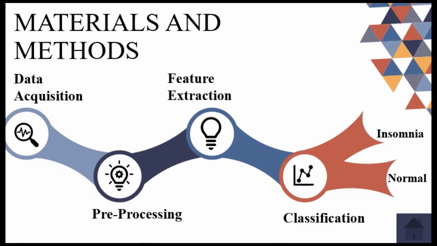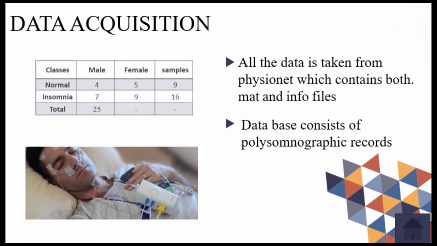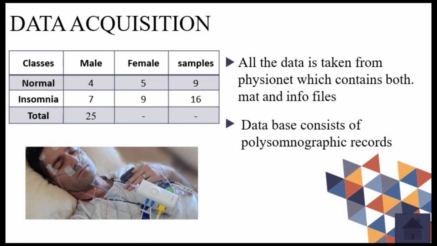Our proposed methodology consists of certain steps. These are data acquisition, preprocessing, feature extraction, and classification. So in the first step, we acquire data. We take all the data from PhysioNet. Our data consists of two classes, normal and insomnia. So 4 are males and 5 are females in case of normal, and 7 are male and 9 are female in case of insomnia. So we have a total of 25 samples.